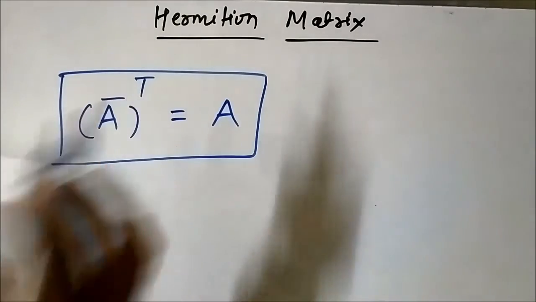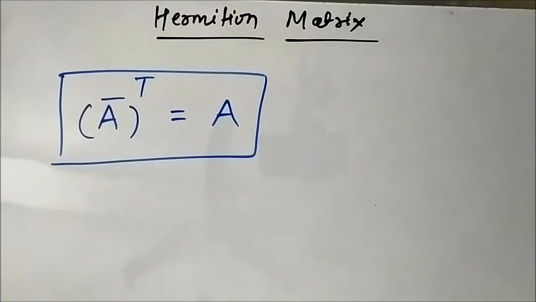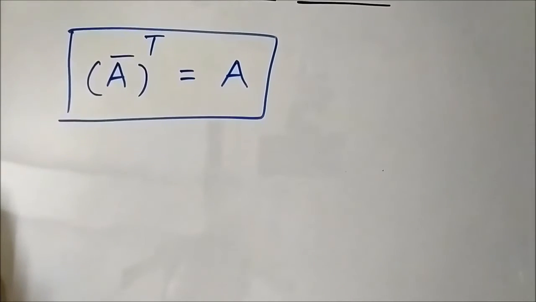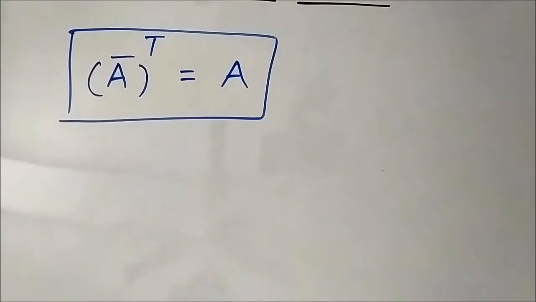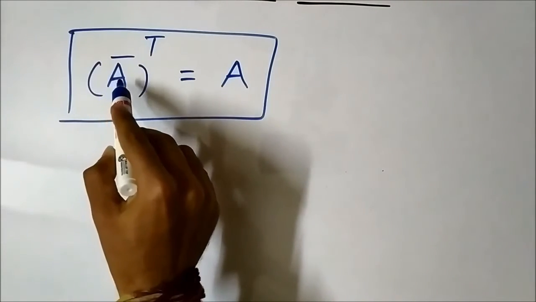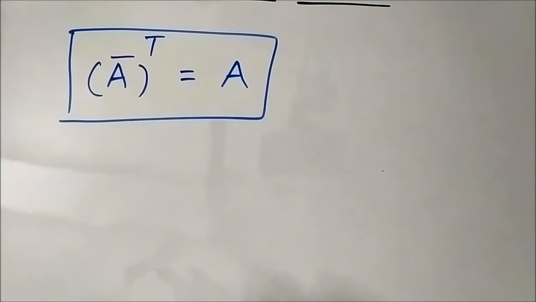I have already discussed complex matrix, complex conjugate of a matrix, and the transpose of the conjugate of a matrix, so please check out those videos first before you see this video. This is the basic definition of a Hermitian matrix. The transpose of the complex conjugate of a matrix will give us the same matrix A again. So let us see an example of a Hermitian matrix.